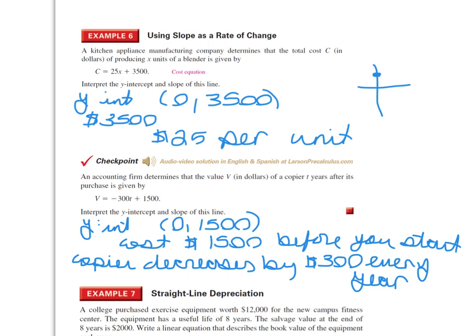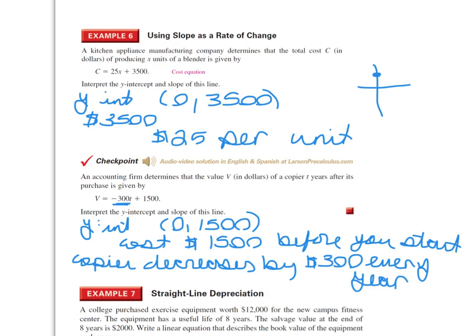All right, so in this case, the y-intercept is telling you that before you even start, it's going to cost $1,500, probably just for materials. And then the slope, which is right here, negative 300, means that the copier decreases by $300 every year, kind of like your car.